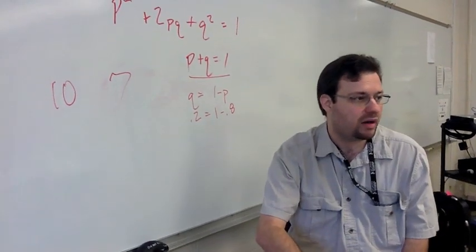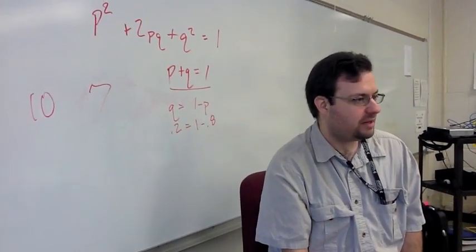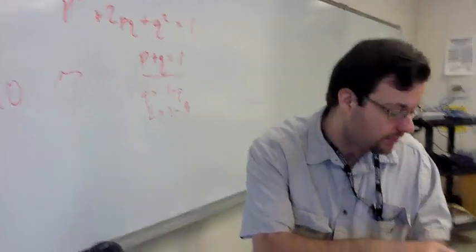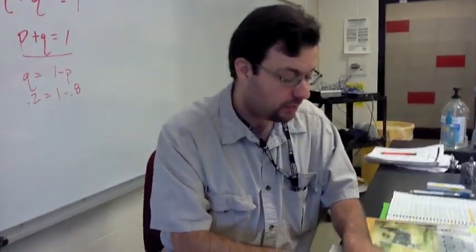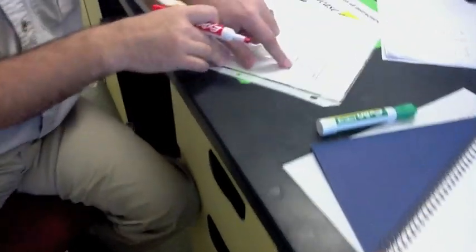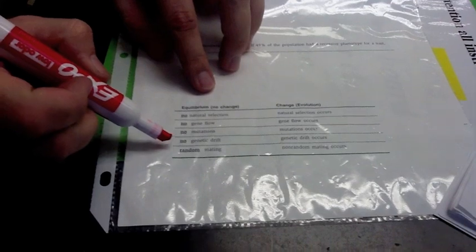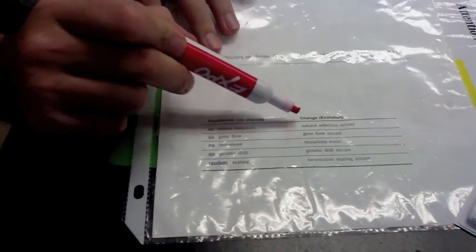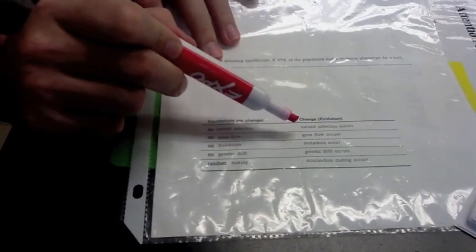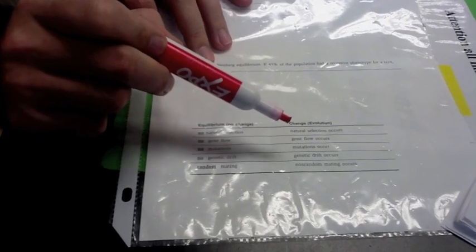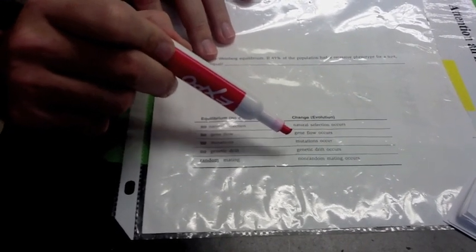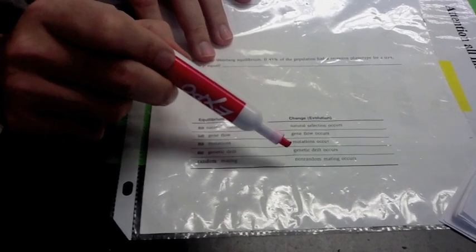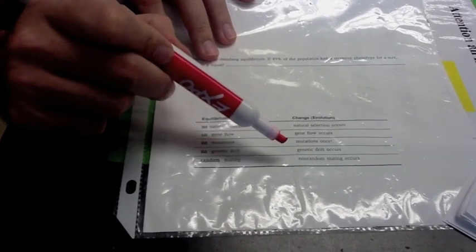If it's less than 1, then some sort of evolution is happening. If it's close to 1, these equilibrium rules apply: no natural selection, no gene flow, no mutations, no genetic drift, and random mating is all happening. If it's less than 1, that means there is some sort of evolutionary change happening. Either there is natural selection, gene flow, mutations, or genetic drift. And there's also non-random mating.